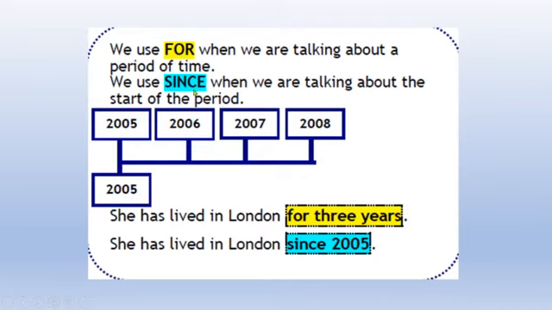Now, what about since? We use since when we are talking about the start of the period, when we have a date. For example, 2005. She has lived in London since 2005. When we have dates or days, maybe months, you have to write since, and for a period of time, for.